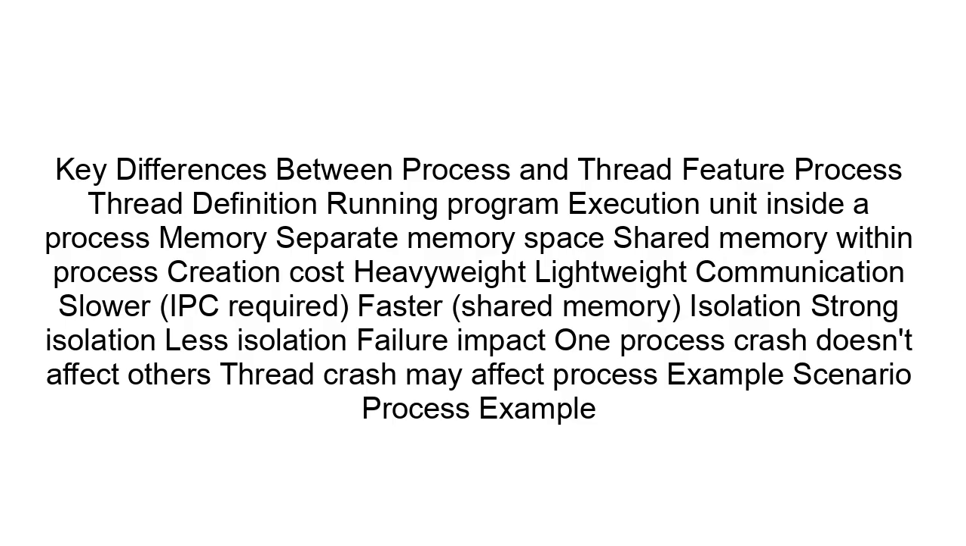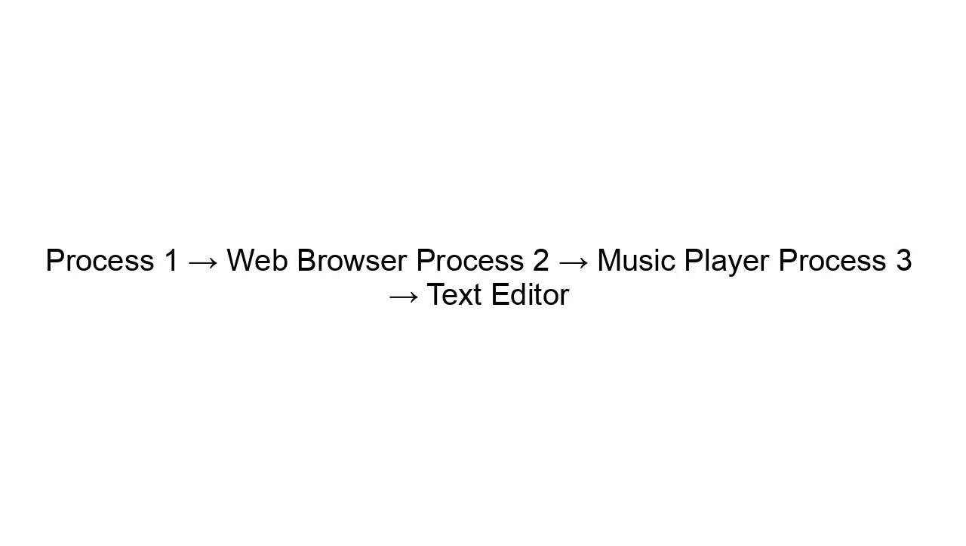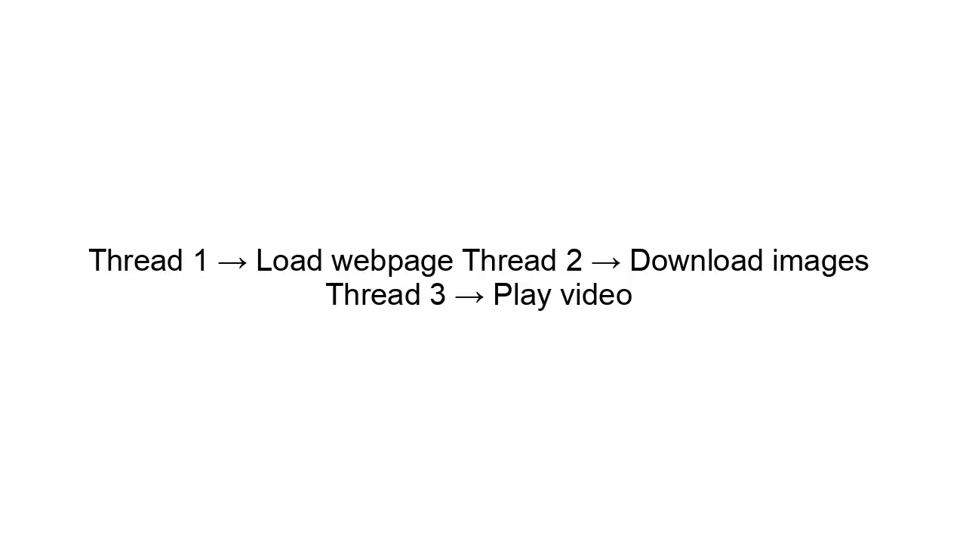Example scenario. Process example: running multiple applications. Process 1 is the web browser. Process 2 is the music player. Process 3 is the text editor. Each process runs independently. Thread example: inside the browser process, thread 1 loads the web page, thread 2 downloads images, thread 3 plays video. All threads work together within the same process.